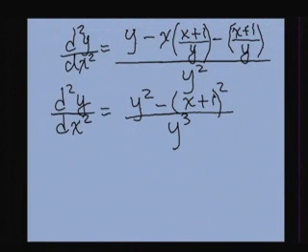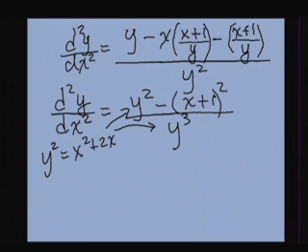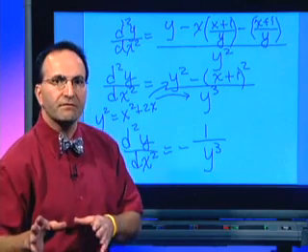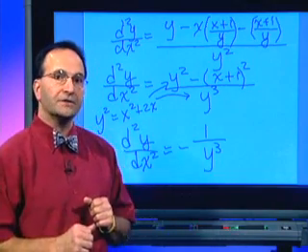Now we can make one more substitution here. From the original equation, we know that y squared is equal to x squared plus 2x. And if we make that substitution in these places, we will get d squared y/dx squared is equal to negative 1 over y cubed. And that gives us the second derivative of that original equation.